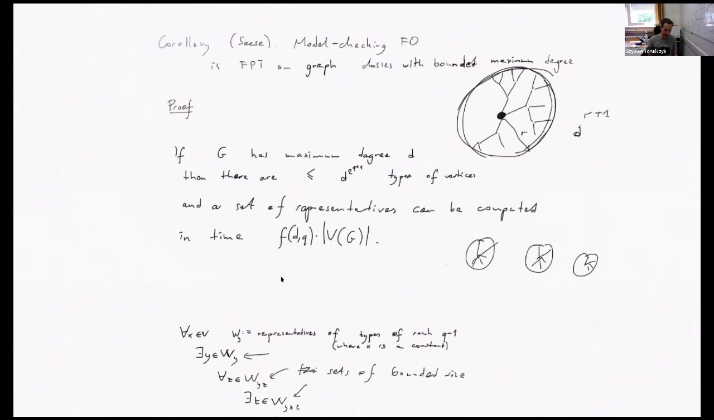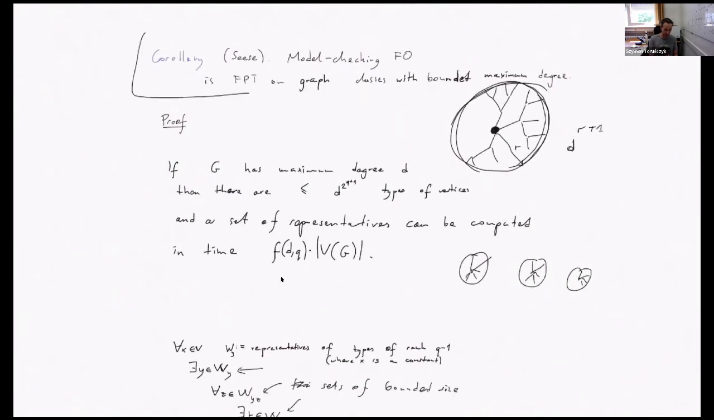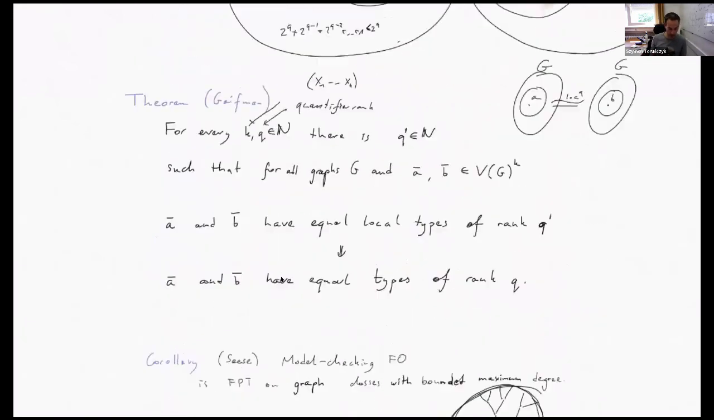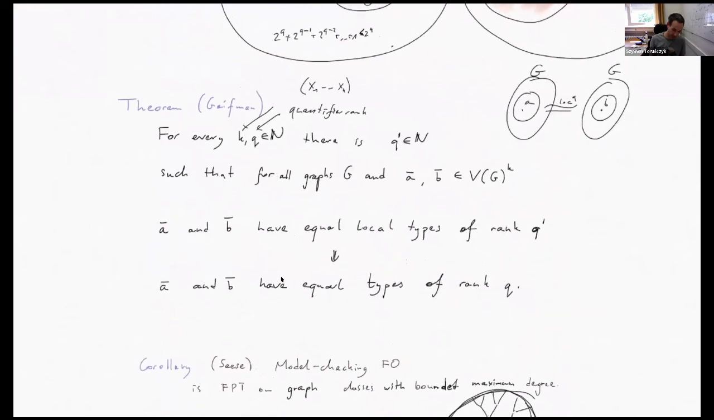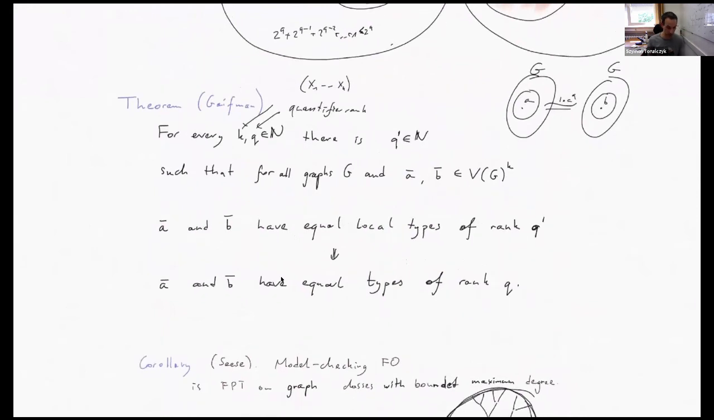This is a rough sketch of the proof of the theorem of Seese. So model checking FO is fixed-parameter tractable on graphs with bounded maximum degree. Okay, so we haven't proved this theorem. This relies on the theorem of Gaifman. We will see this in the exercises. So let's stop here and we resume at 4:15.